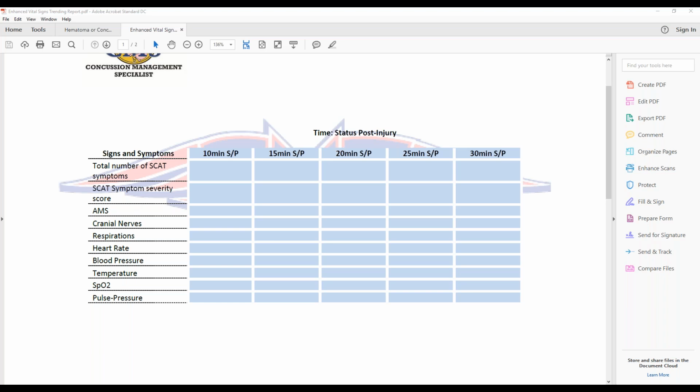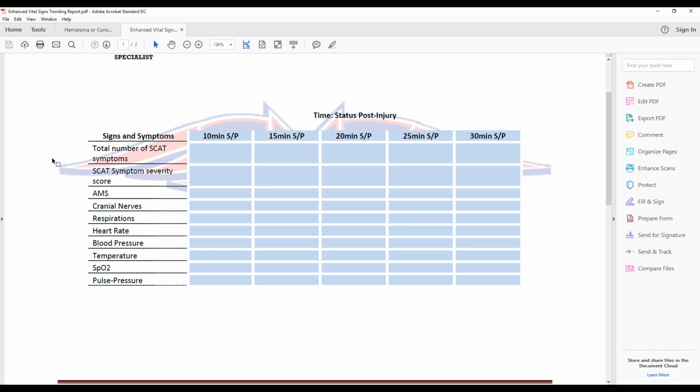We're going to look at respiration rates, and we're going to trend that 5 minutes over 30 minutes. Heart rate, blood pressure, temperature, pulse ox, and we're going to calculate pulse pressure. And we're going to trend those over 30 minutes. Switching back screens.